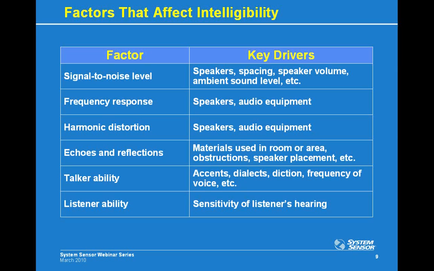On this slide, the only two factors that have to do with the speaker itself are frequency response and harmonic distortion. Some of the other factors include the signal-to-noise level, which has to do with speaker spacing, the volume of the speaker, and the ambient noise in the space. There are echoes and reflections, which have to do with the environment of your installation and the building materials that were used during construction. And finally, the talker and listener abilities will also have an effect on the score that you get.